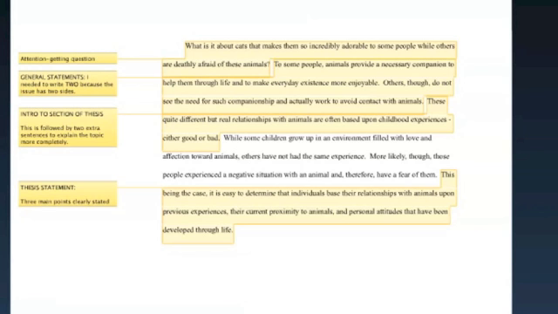Following behind that, there were some more details to expand upon that. While some children grow up in an environment filled with love and affection toward animals, others have not had the same experience. More likely, though, these people experienced a negative situation with an animal and therefore have a fear of them. So in that one or two extra sentences, even though my paragraph has gotten a little bit longer now, it does narrow it down even further.